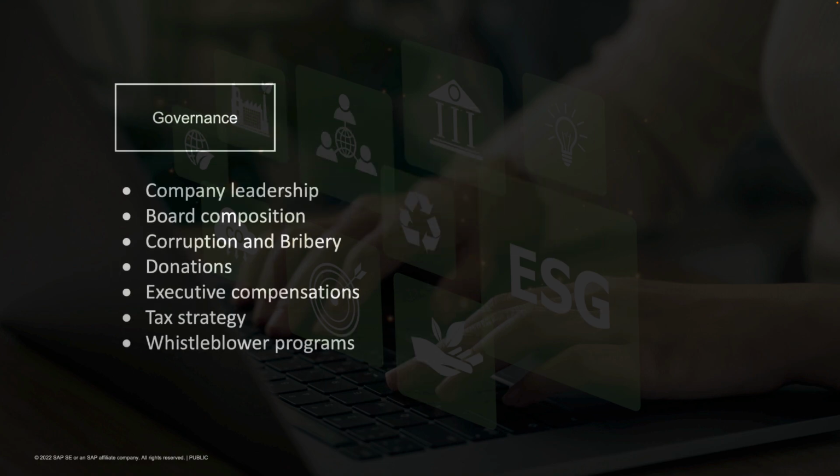As stated previously, governance reporting includes company leadership, board composition, including diversity and structure, corruption and bribery, donations and political lobbying, executive compensations and policies, tax strategy, including audit committee structure, internal control and regulatory policies, whistleblower programs. To these, we can add economic impact on communities. Governance is, of course, about economic performance in the company and how it is handled. This part of the reporting is in line with general economic company reporting.